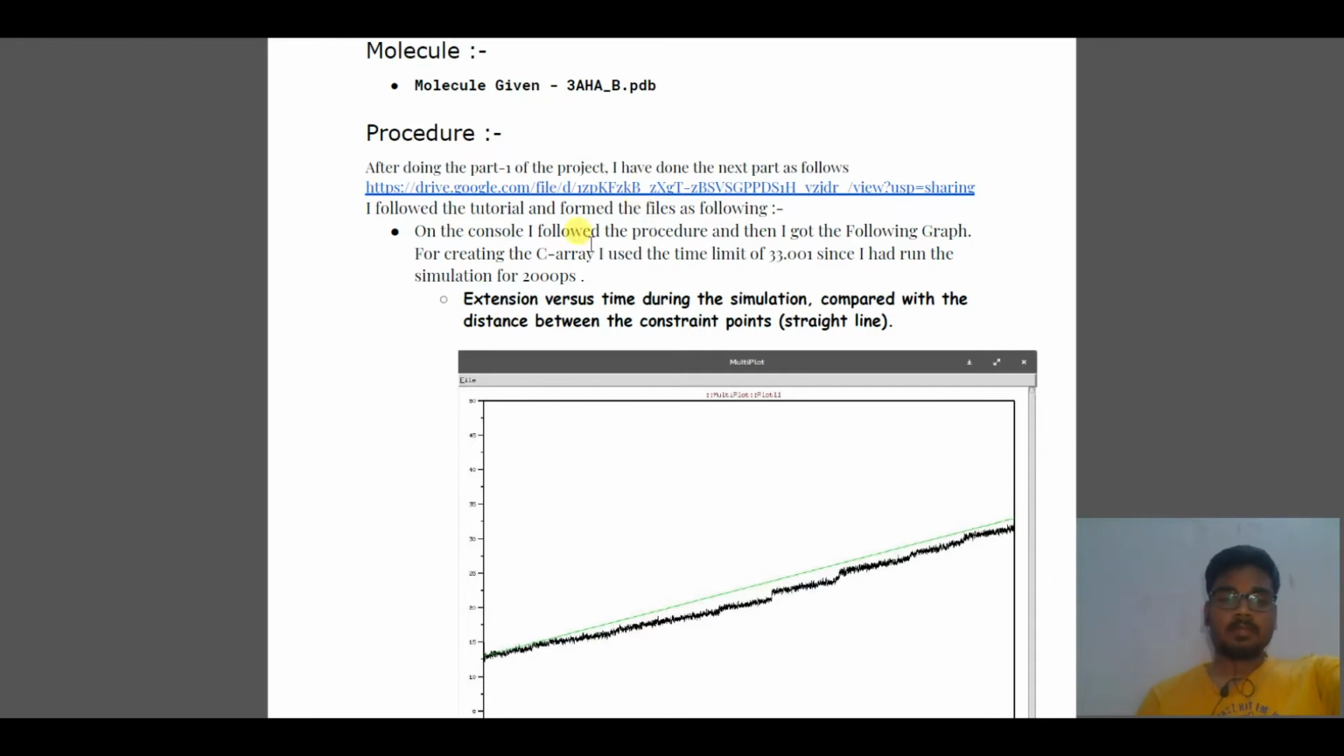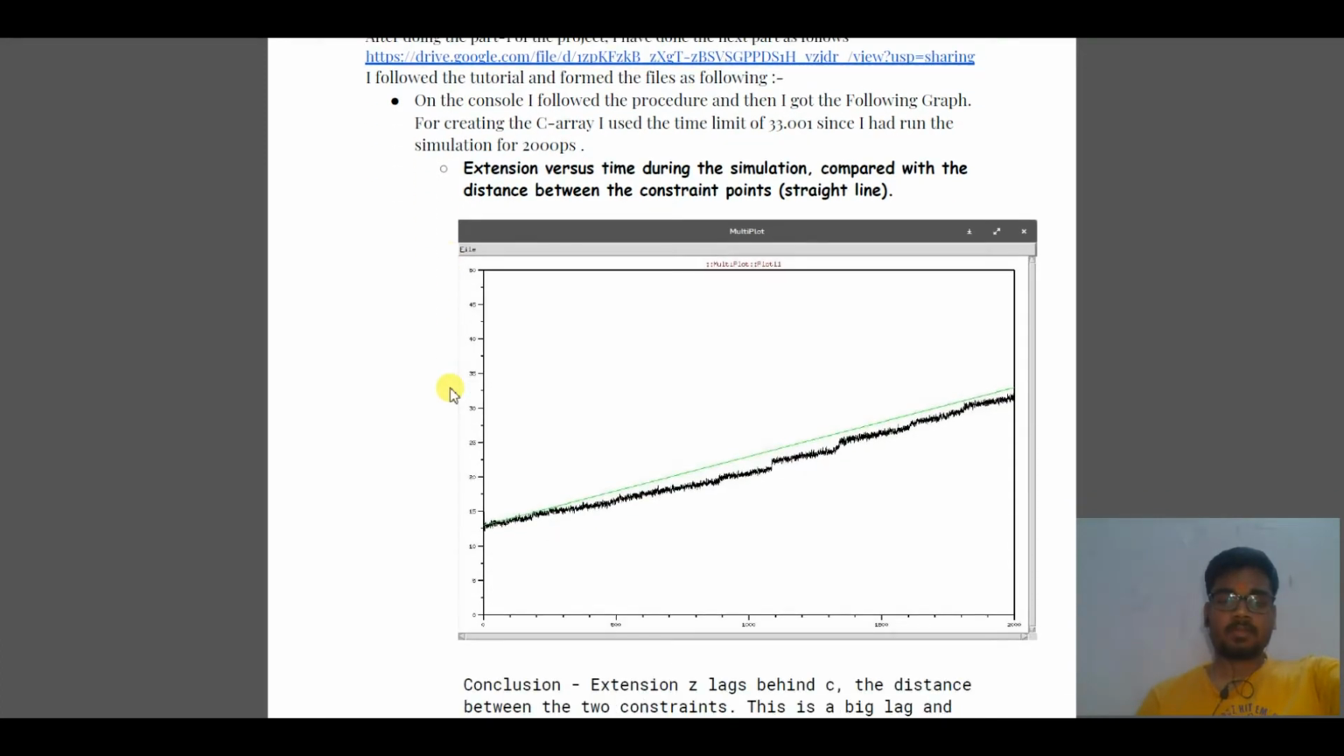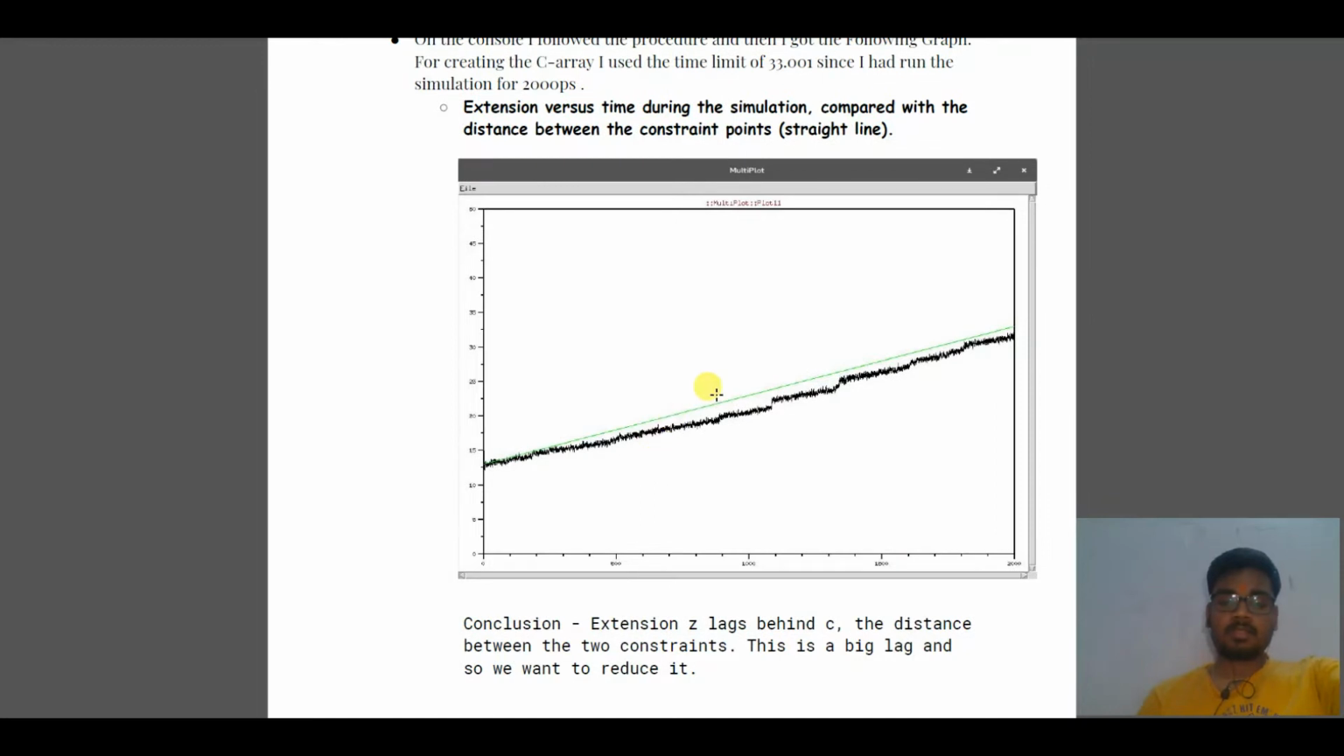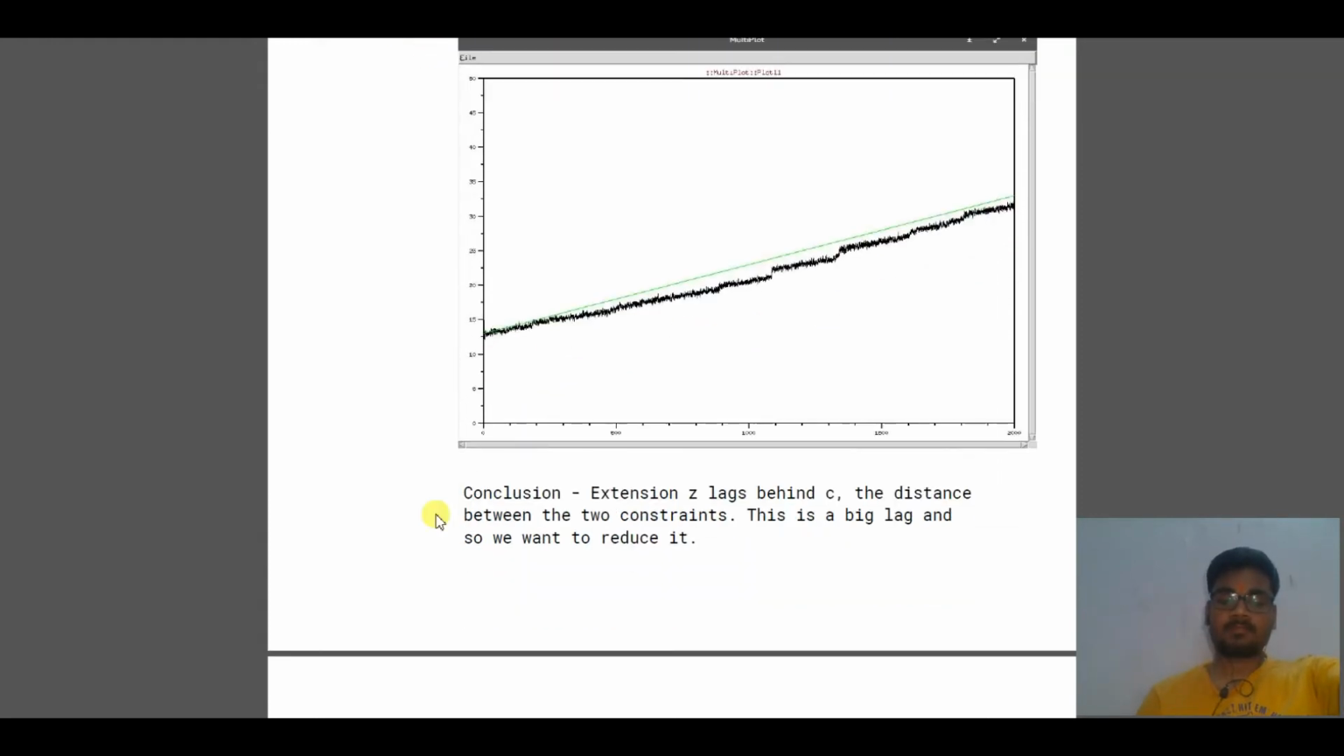So in subpart 1, I have created a constant velocity array using the time limit of 3.001 since I had run the simulation for 2000 picoseconds. So here is the extension versus time during simulation, and it is compared with the distance between the constraint points, which is the straight line. And so here we can see that extension Z lags behind the distance between the two constraints. This is a very big lag, and so we want to reduce this.